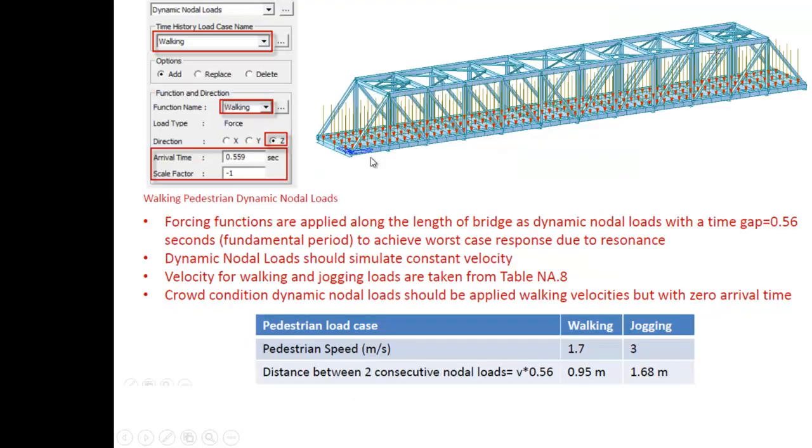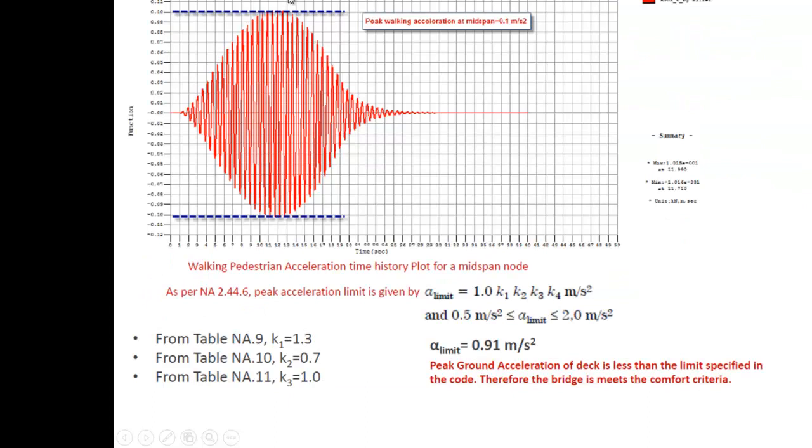Okay, so these things we have covered already. For our case of jogging, we were getting 0.11 meter per second square peak acceleration due to a crowd loading condition. Now, as per the National Annex 2.44.6, peak acceleration is defined as alpha limit, which is 1 into k1, k2, k3, k4. These depend on various parameters you can check from the code. For our case, we are getting alpha limit as 0.91 meter per second square. So for our bridge it is 0.11 meter per second square, which is less than the limit.